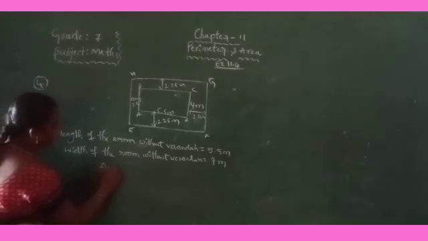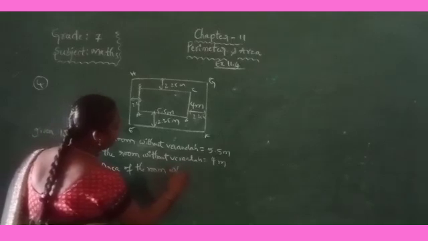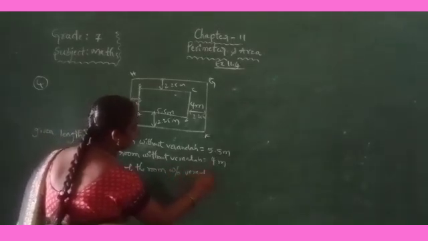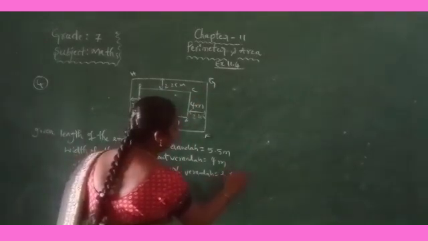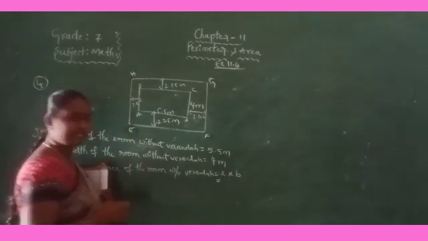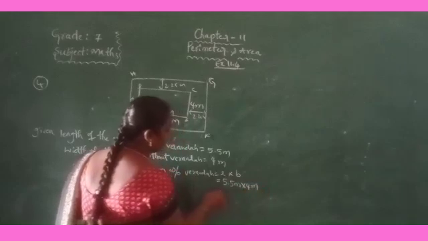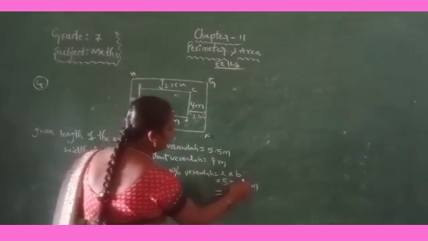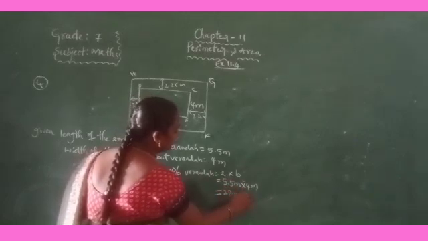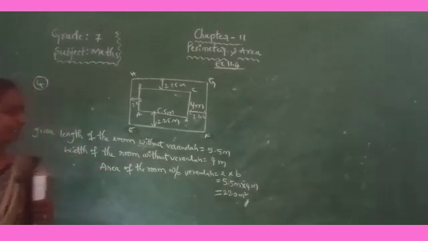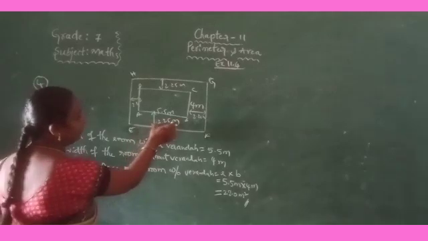Now we have to find the area of the room without veranda. The room is in the shape of a rectangle. The area is length into breadth. Length is 5.5 meters, breadth is 4 meters. Now multiply: 4 fives are 20, 4 fives 20 plus 2, 22. That is 22 meter square. That is without veranda.